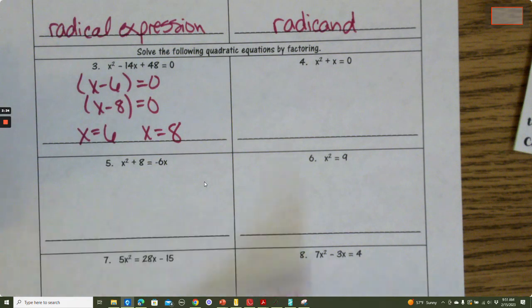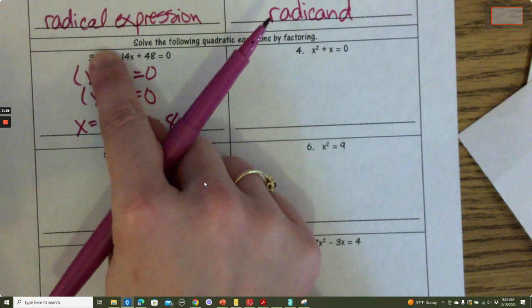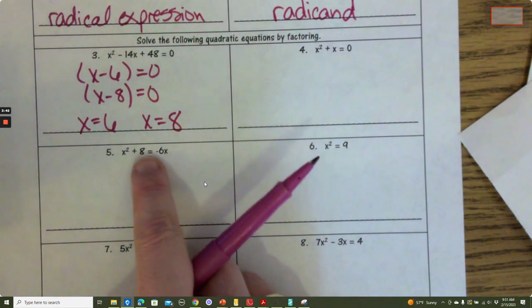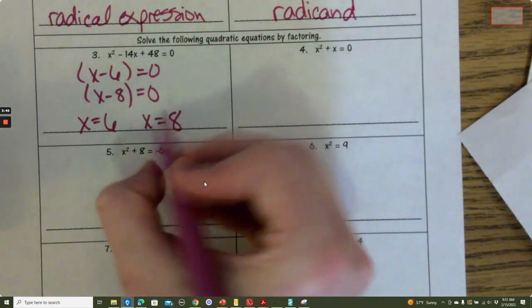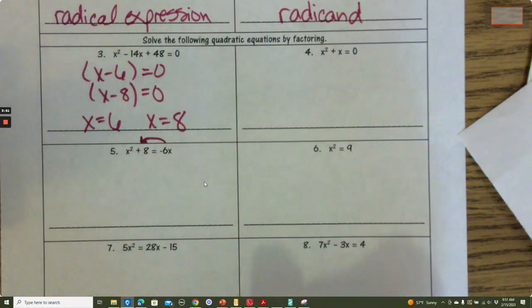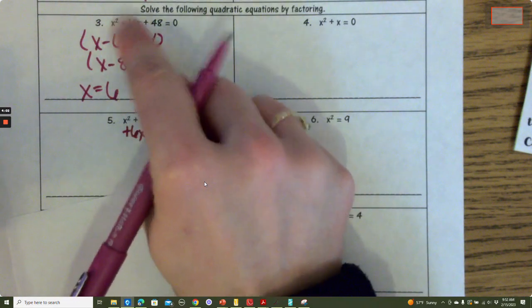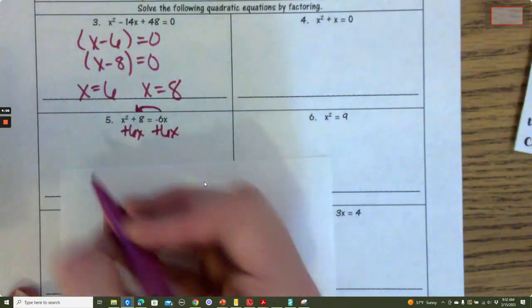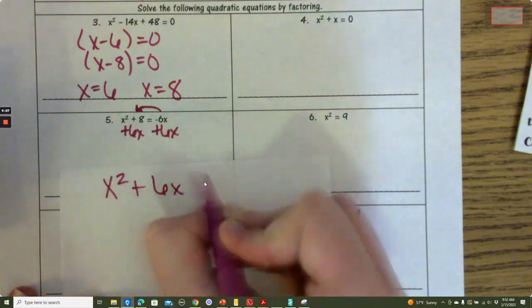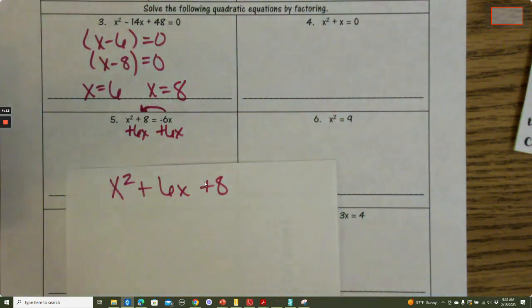All right, so number 5 looks a little bit different. I need it to look like this. I need all the pieces to be on one side, and I need the other side to be 0. You can see here that the pieces are split. So I need to move this negative 6x over here. How would I move that entire piece? Add it. I'm going to add 6x to both sides. Now, I want to stick it like this, where x squared comes first, then the x, and then the plain old number. So when I rewrite this, I'm going to put the 6x in between the x squared and the 8. And then I can factor it.